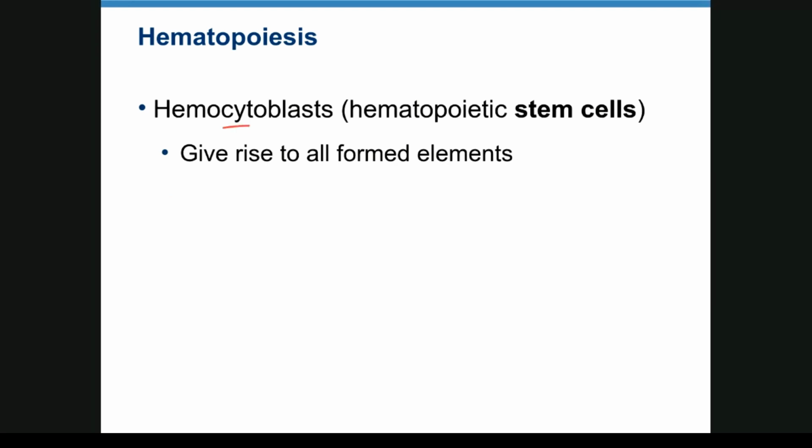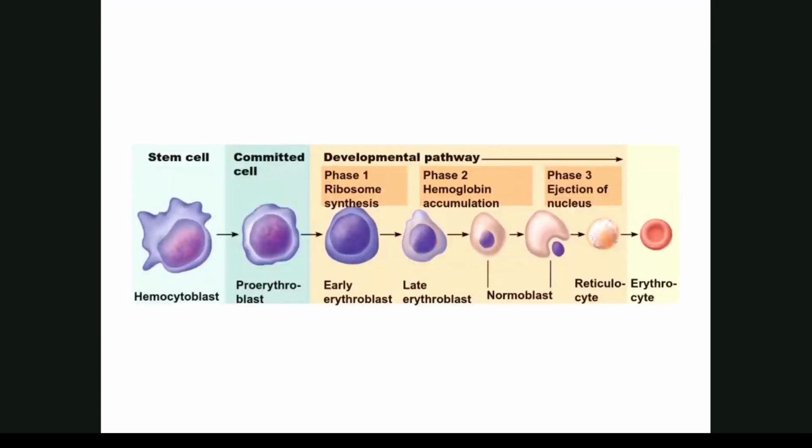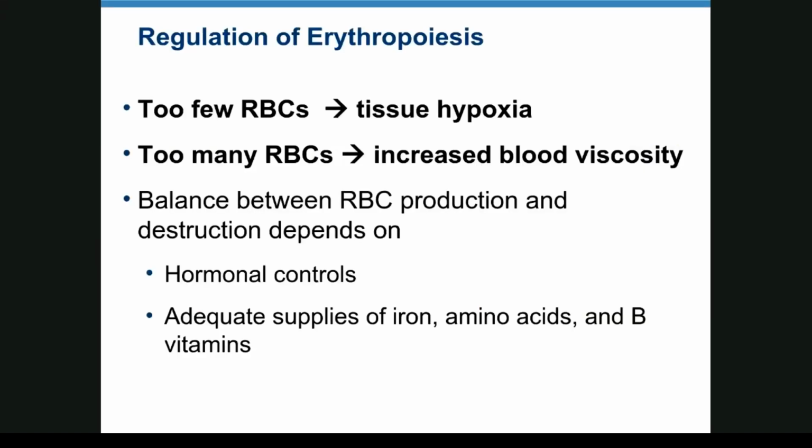Hematocytoblasts are your hematopoietic stem cells, and they give rise to all the formed elements. So hematocytoblast becomes a committed stem cell, and then it becomes eventually a normoblast, a reticulocyte, and then an erythrocyte. So if you're rapidly making red blood cells, you may actually see some reticulocytes released into circulation, or even possibly a nucleated red blood cell.